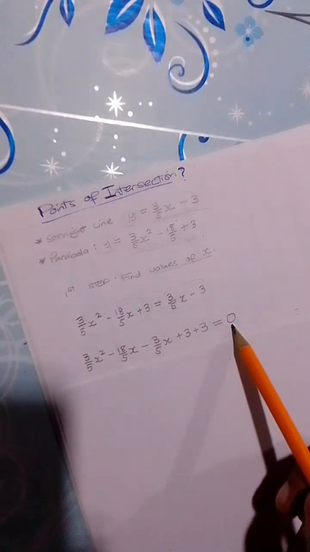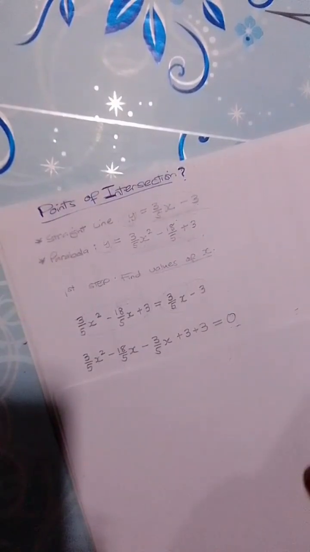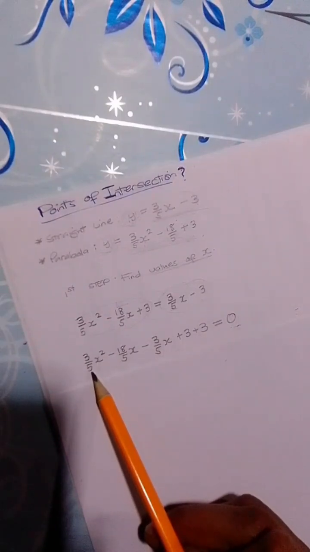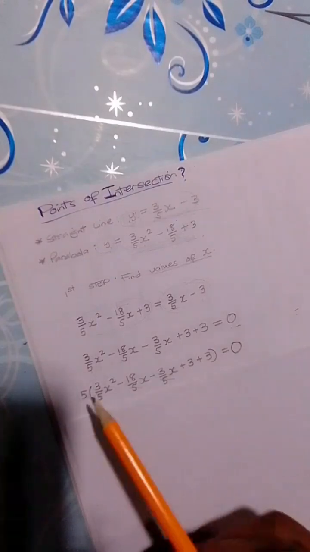Let's move this equation onto the left side, so it becomes just one equation which is equal to 0. We are going to simplify the fractions before we do anything, just to make it easier. So to simplify we multiply by 5.